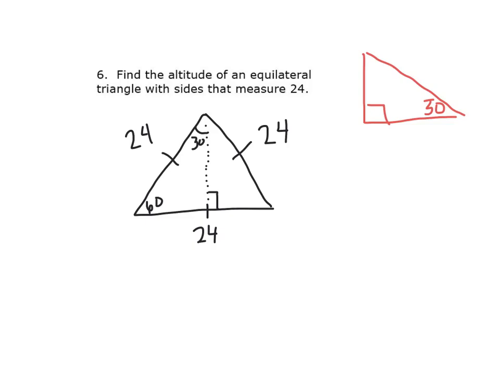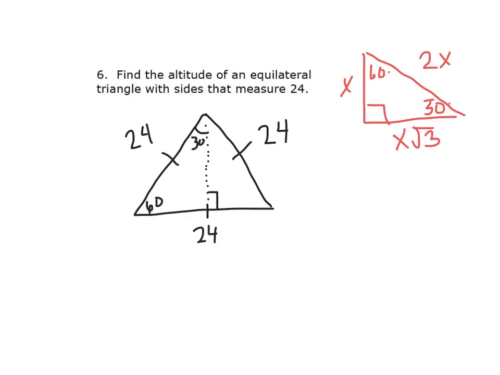When you have a 30, 60, 90 special right triangle, the side across from 30 is represented by x. The long leg across from the 60-degree angle is going to be x square root of 3, and the hypotenuse is represented by 2x.